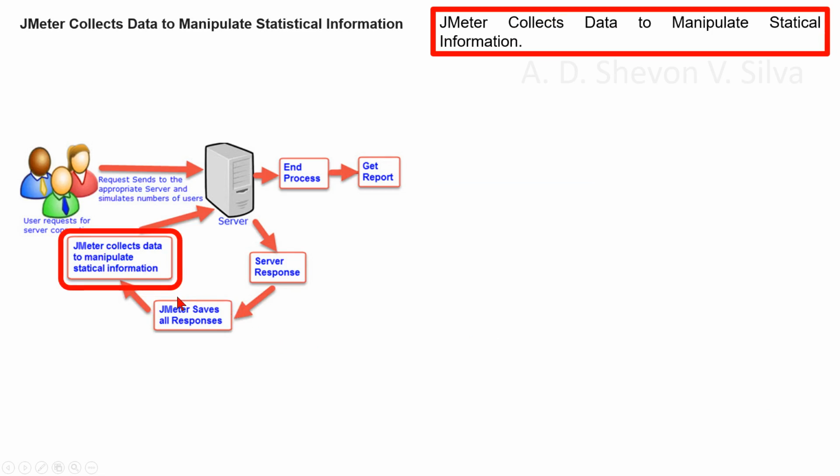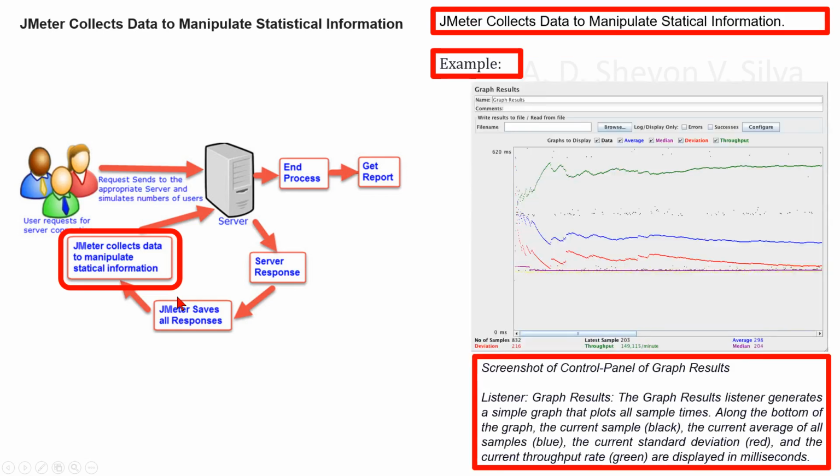Now we are considering how JMeter collects data to manipulate statistical information. Here you can see a screenshot of the control panel of graph results. Graph results must not be used during a load test, as it consumes a lot of resources, memory and CPU. Use it only for either functional testing or during test plan debugging and validation.